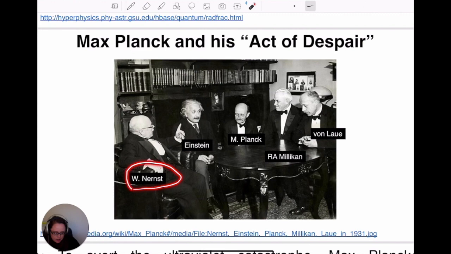So Nernst studied electrochemistry and gave us the Nernst equation that you'll learn in 1C. Albert Einstein we'll talk about very soon. He's probably the most famous physicist of the 1900s. R.A. Millikan did the Millikan oil drop experiment and determined the mass-to-charge ratio of the electron. And then von Laue also won a Nobel Prize in physics. He studied X-ray diffraction, and so he gave us some of the technology that we use to determine molecular structure now.